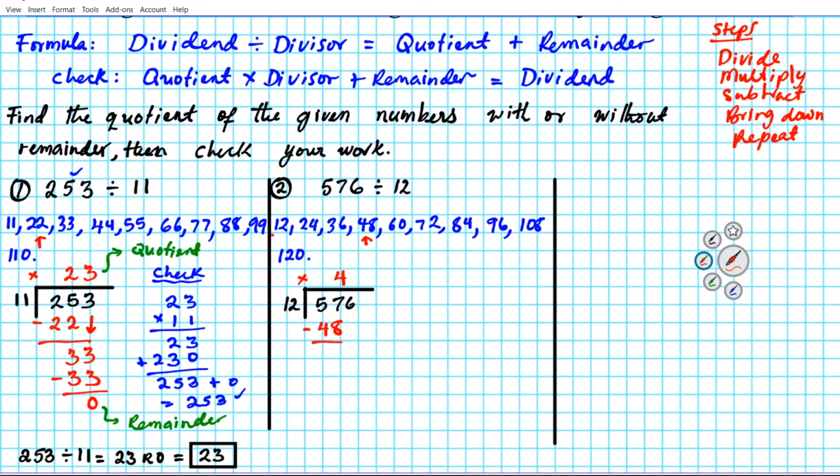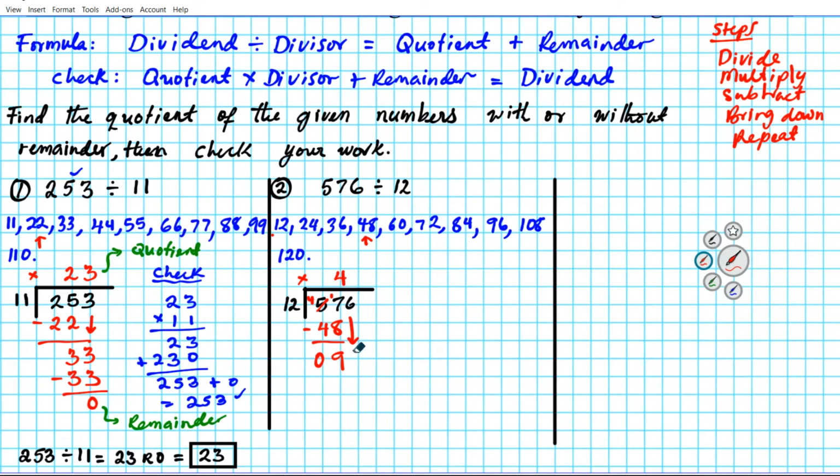Subtract. Following the steps: divide, multiply, subtract. So if I subtract here, 7 is smaller than 8, so we have to borrow 1. This is 4. 17 minus 8 is 9. 4 minus 4 is 0. So we subtract and now bring down the 6. Now we have 96.